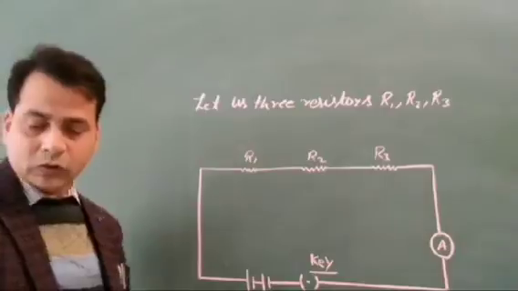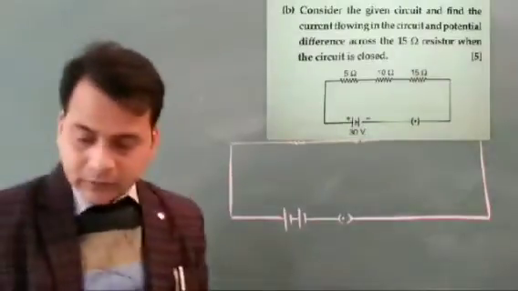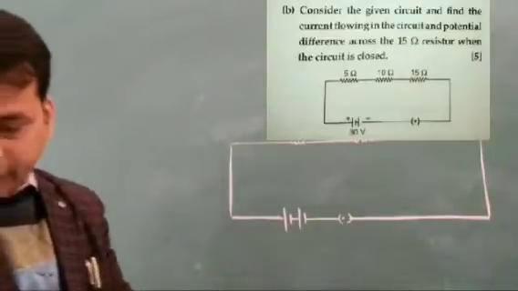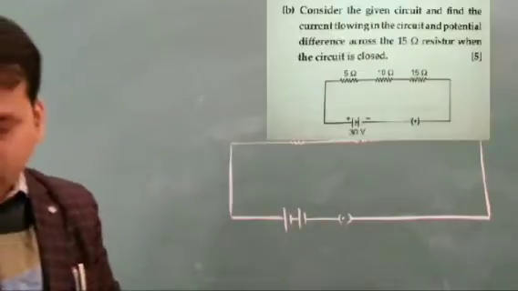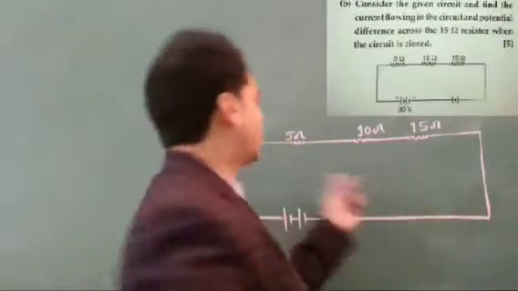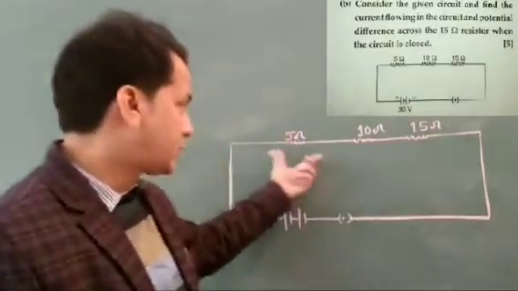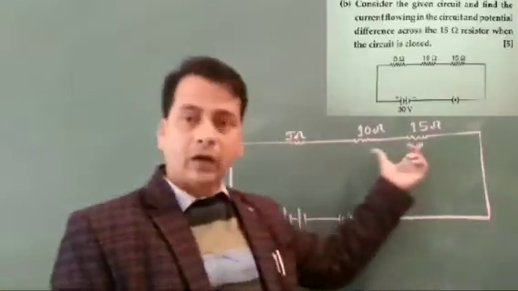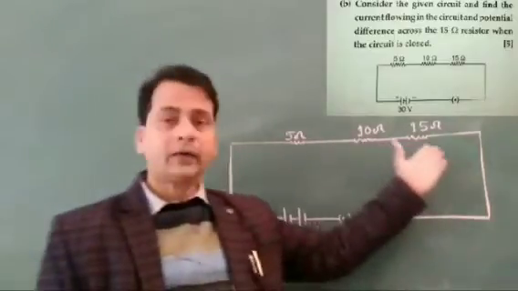So the next part of this question is: consider the given circuit and find the current flowing in the circuit and potential difference across the 15 omega resistor when the circuit is closed. Here are the 3 resistors, 5 omega, 10 omega and 15 omega, in series combination, where the equivalent resistance is R1, R2 and R3.